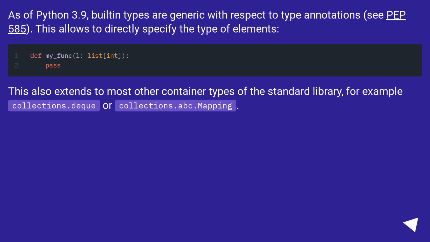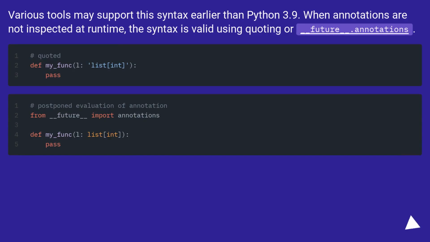As of Python 3.9, built-in types are generic with respect to type annotations, see PEP 585. This allows you to directly specify the type of elements. This also extends to most other container types of the standard library, for example collections.deque or collections.abc.Mapping. Various tools may support this syntax earlier than Python 3.9.